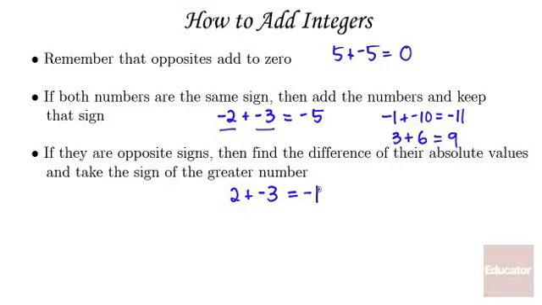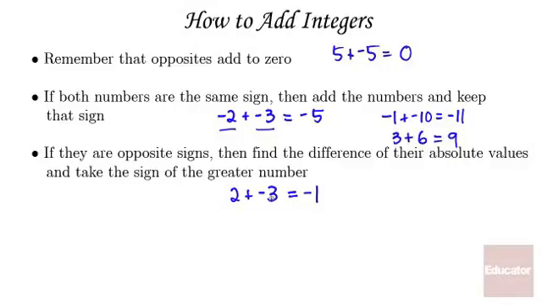Now this is a little confusing, but just keep in mind that when you have the same sign, it's like you're adding the two numbers and keeping that sign. When you have opposite signs, it's like you subtract the numbers and then you take on the sign with the greater absolute value, okay?